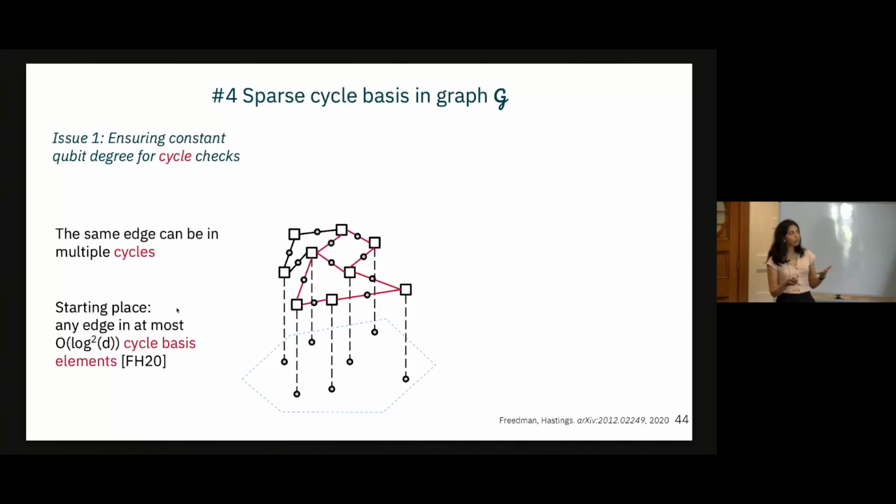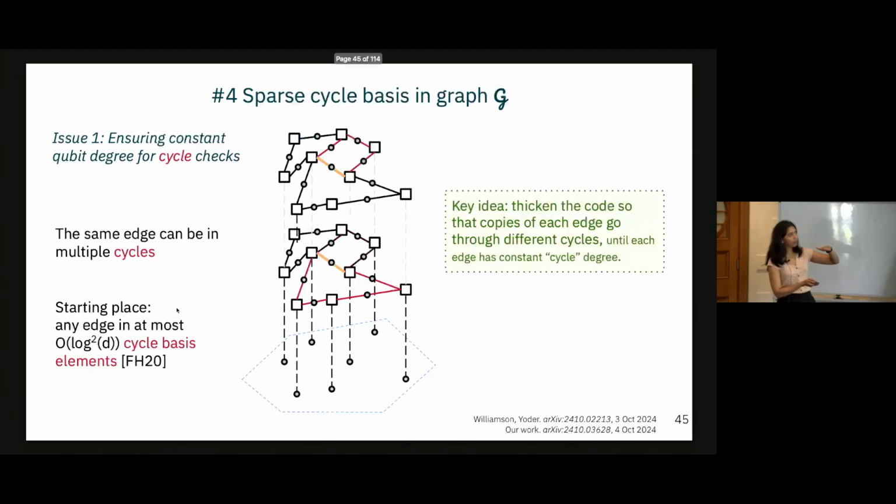So a simple strategy is to just take log squared d copies of this graph. So here, if I have an edge in 2 cycles and I want it to be 1, I just take 2 copies of this graph and connect it, sort of take a hypergraph product with a repetition code. I've taken 2 copies of this graph, and that means additional qubits and stabilizers. And I now consider my cycle basis to be chosen from different layers of this thickened graph. So this step is called the thickening step. And here I brought down my edge degree from 2 to 1.